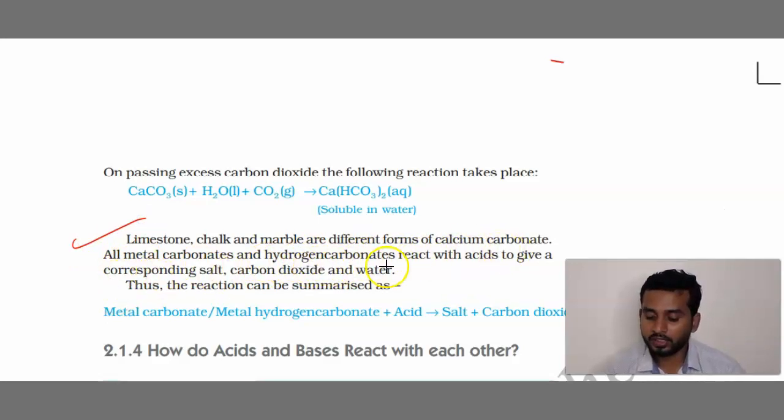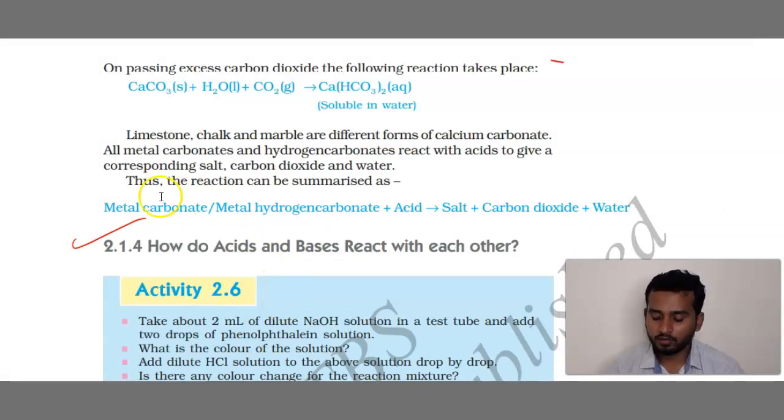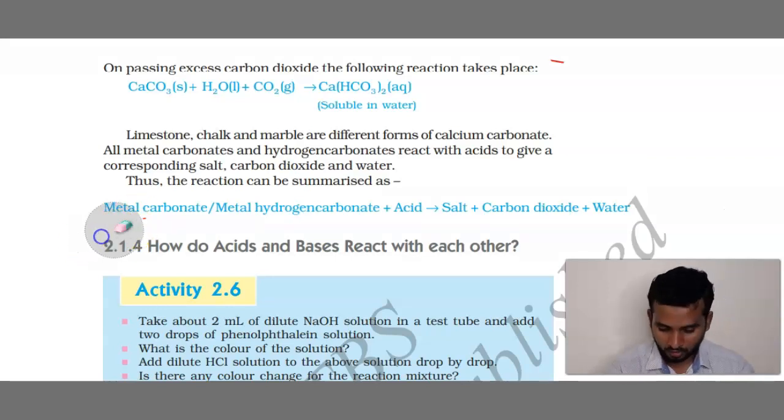All metal carbonates and hydrogen carbonates react with acids to give the corresponding salt, carbon dioxide and water. Got it? Is this clear? So either you take a metal carbonate or a metal hydrogen carbonate, when they react with acid, it gives salt, carbon dioxide and water. Just you have to write this much. If you write this much, you can expect around 2 marks, sometimes 3 marks also. Should not forget it. Please do not miss this question. It is a very important question.